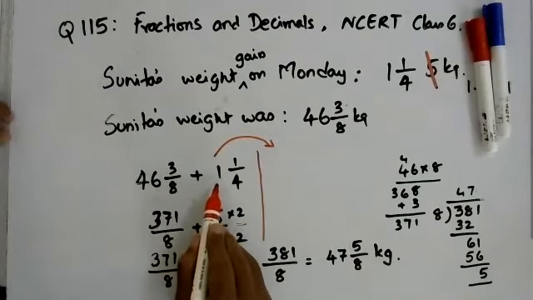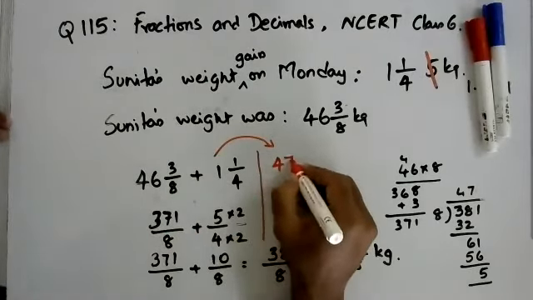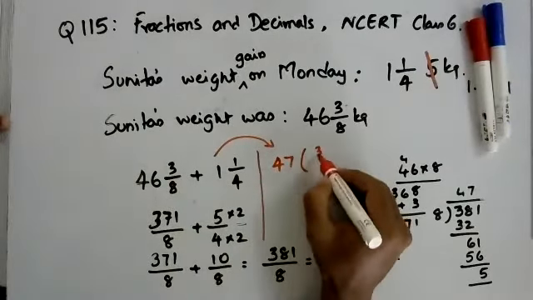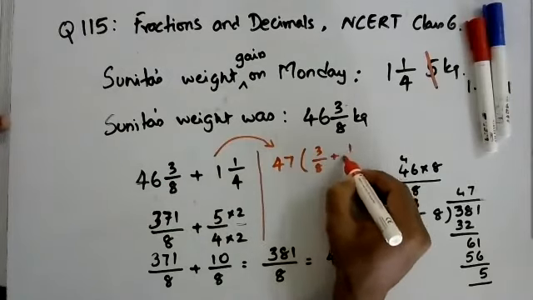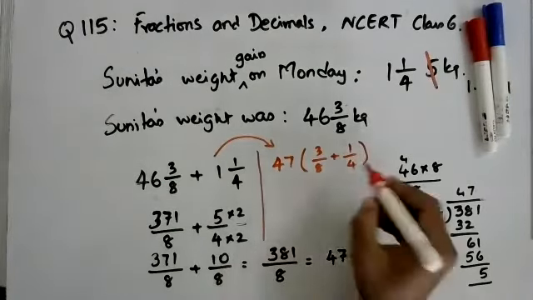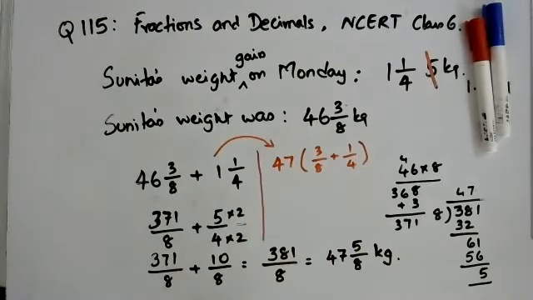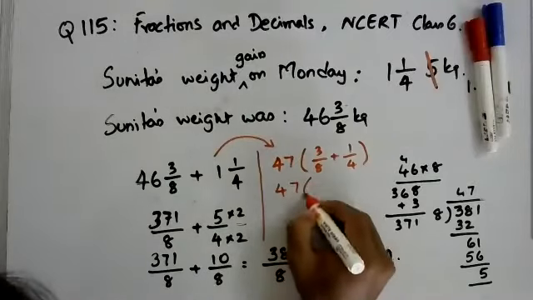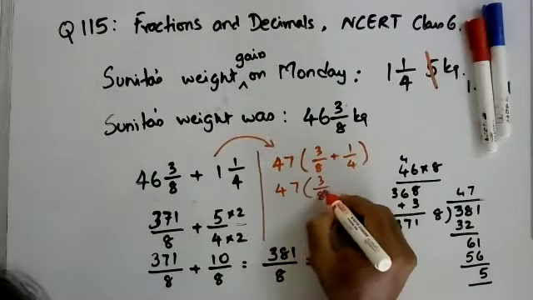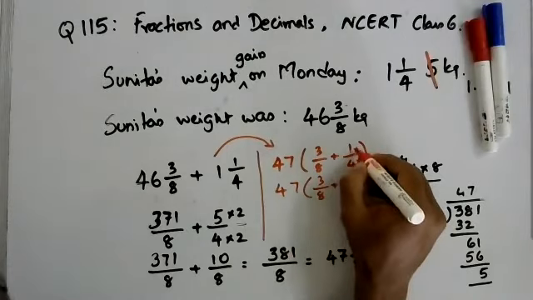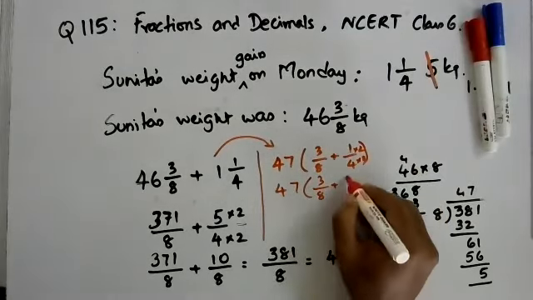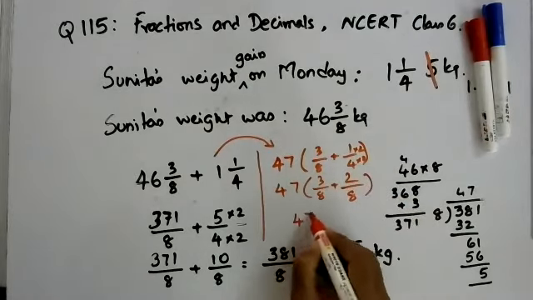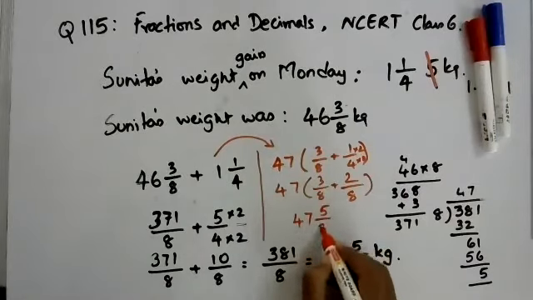46 plus 1, that will become 47, the whole number part of it, right? And can I add just 3 by 8 plus 1 by 4? Okay, this is a question mark. You people look at it and you tell me if this works fine. So I get 47 and 3 by 8 plus I can multiply this by 2. Sir, it is actually coming 47, 5 by 8. Exactly. So I do end up getting 47 and 5 by 8.